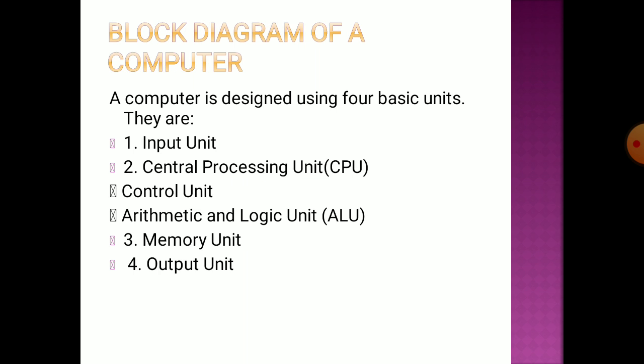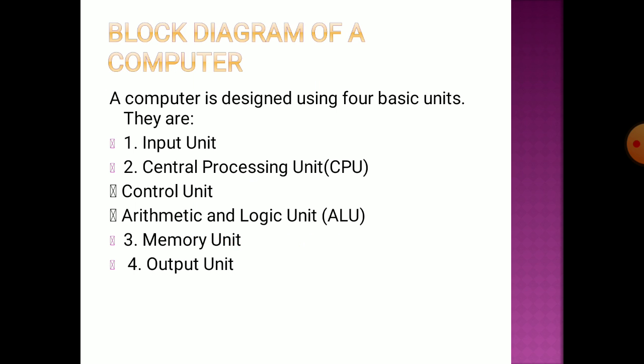operations or your calculations on your input data. Then the memory unit is nothing but to store the data or information, and the output unit is to display your processed information. Here the control unit and the arithmetic and logic unit are part of your CPU. The CPU is again divided into 2 different parts. Those are the control unit, and the second one is the arithmetic and logical unit.